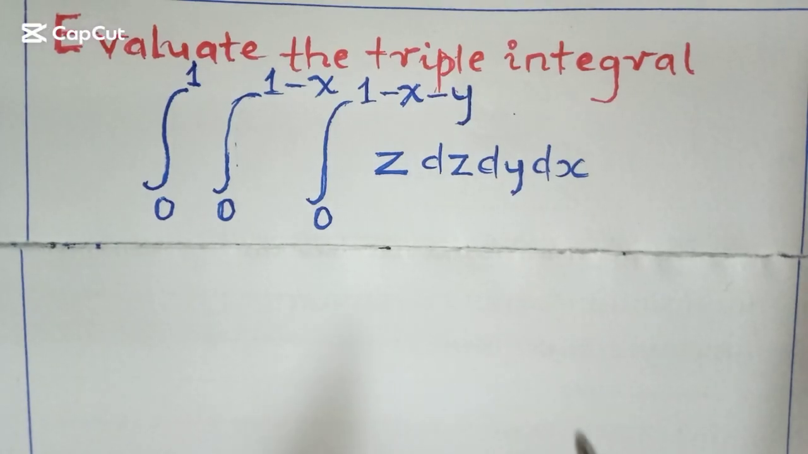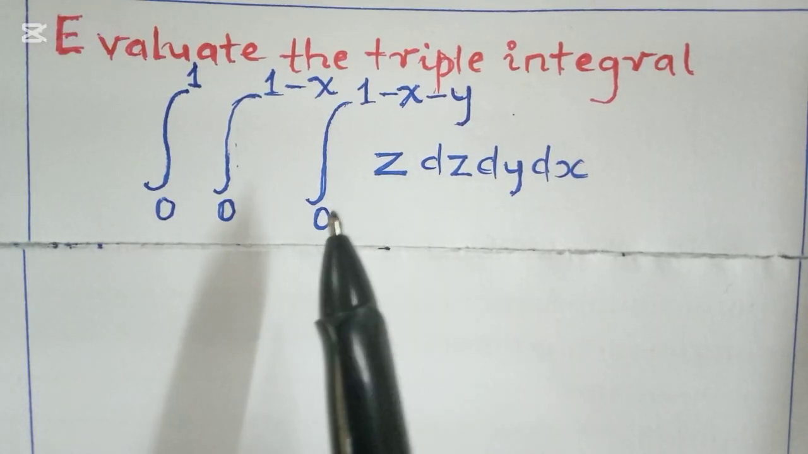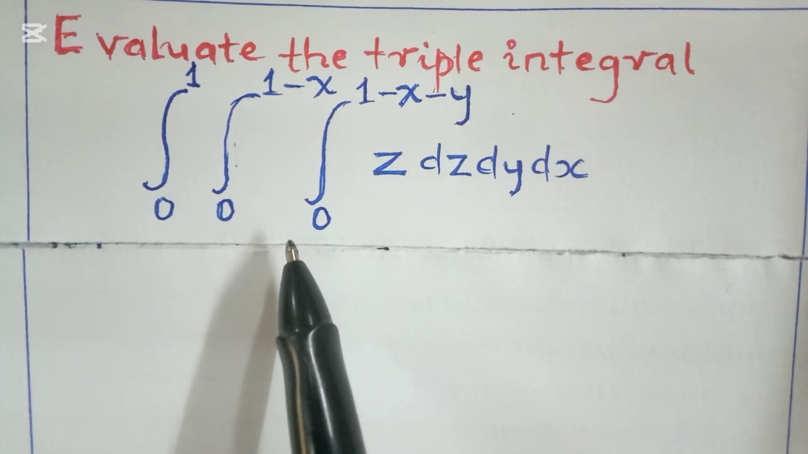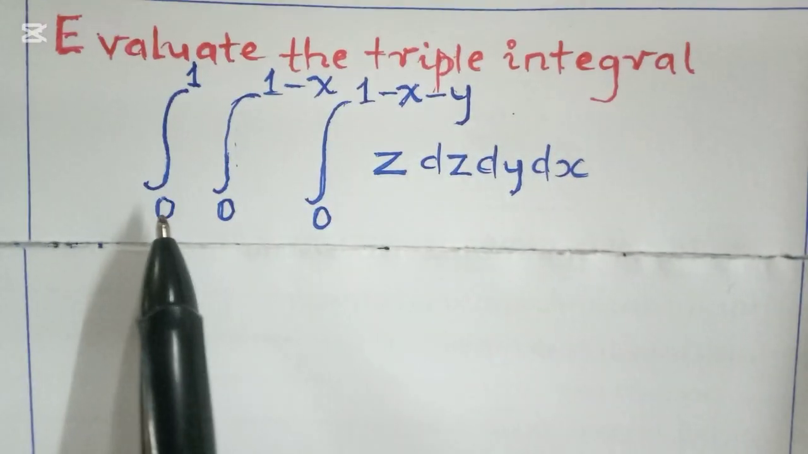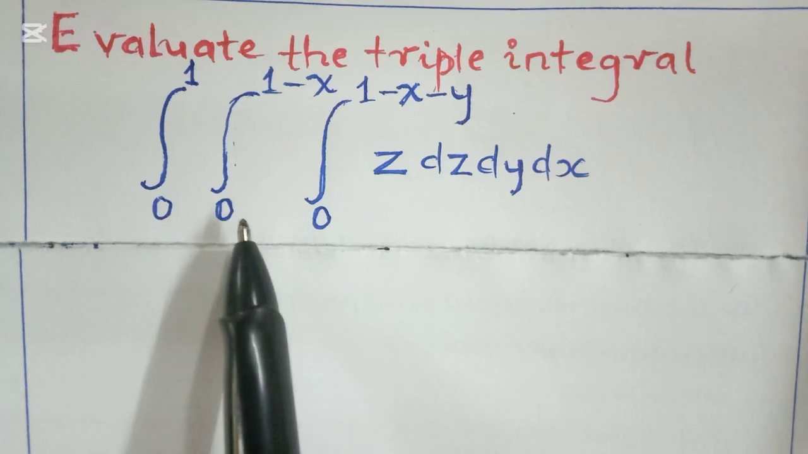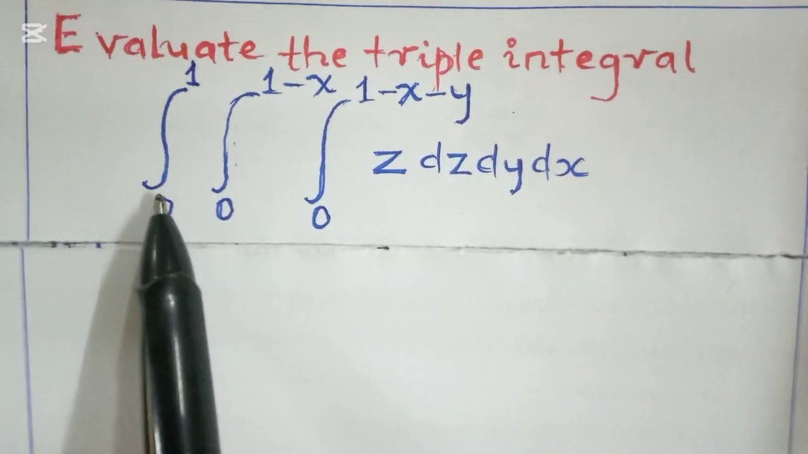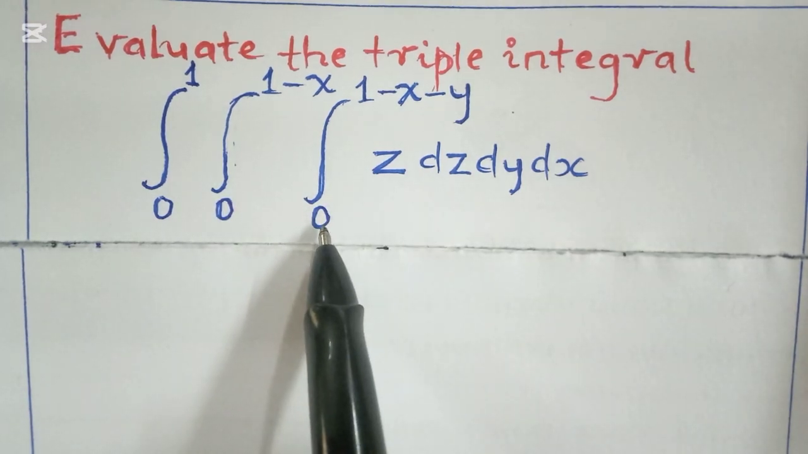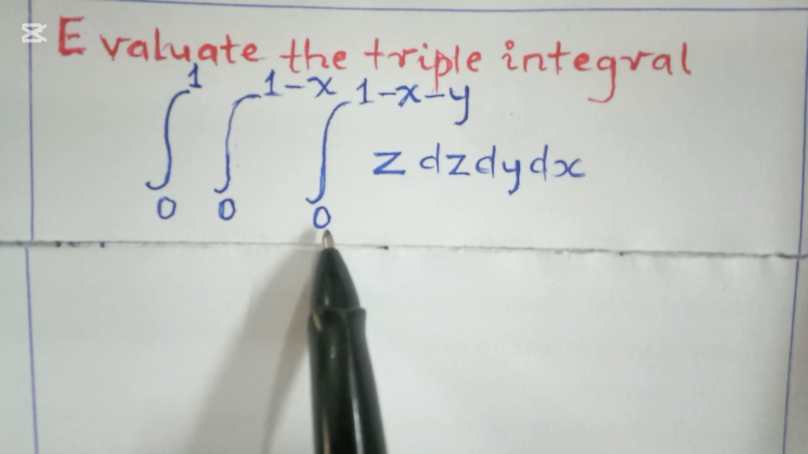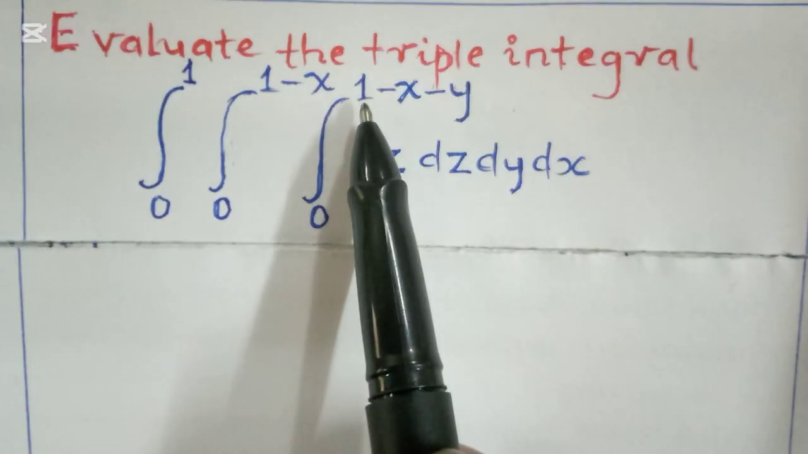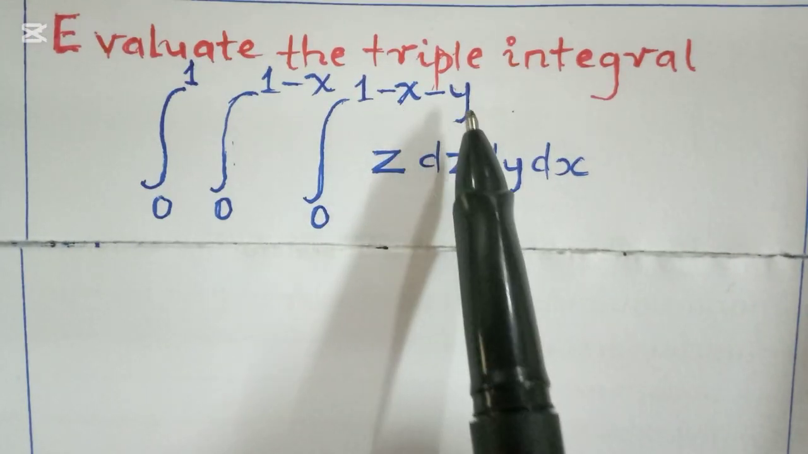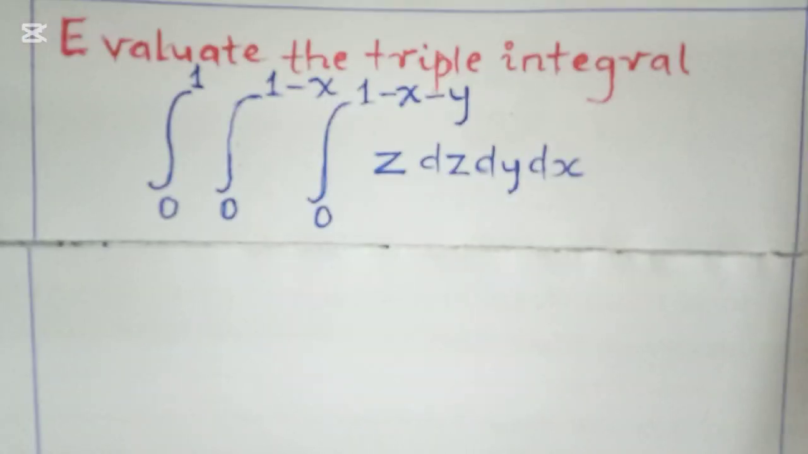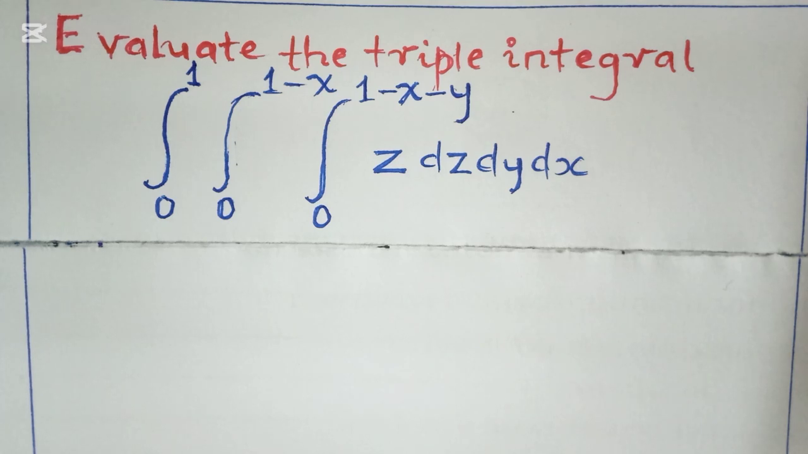Guys, let's do this problem, and I first of all read the question. Evaluate the triple integral. So guys, you have a triple integral here whereby the triple means that there are three integrals. So guys, we can start with the most inner integral, which is from 0 to 1 minus x minus y. The lower boundary is 0, the higher boundary is 1 minus x minus y.